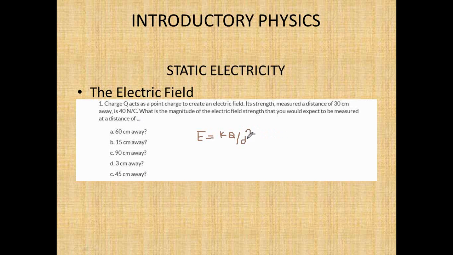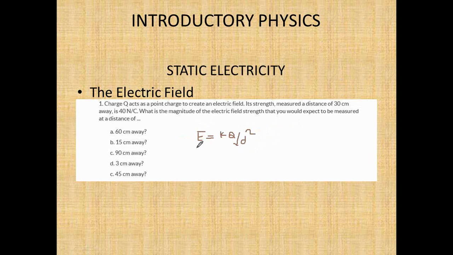The electric field strength varies with the square of the distance. So if the distance is 60 centimeters away, you don't have to plug 60 centimeters into the equation. You know that at a distance of 30, the field strength is this number. So at a distance which is twice 30, if you increase the distance by 2, you have to square it. So your electric field strength is going to decrease by a factor of 4.